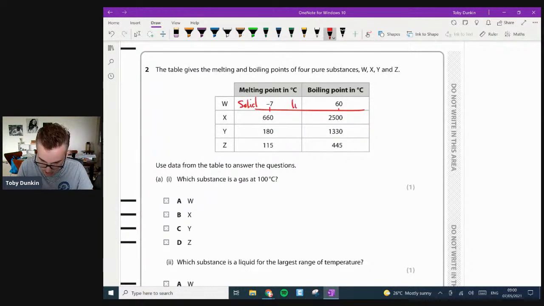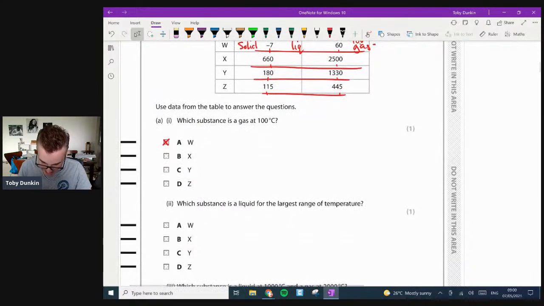Anything in this bit is going to be a liquid, and anything in this bit is going to be a gas. So what we can see is if we draw the number line for each one of these, which substance would be a gas at 100 degrees? The only one that'll be a gas once we're above 100, because 100 in this line is above here. We're in the gas stage, so that's going to be W.